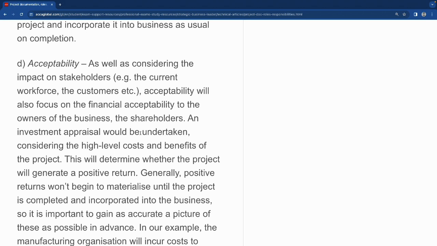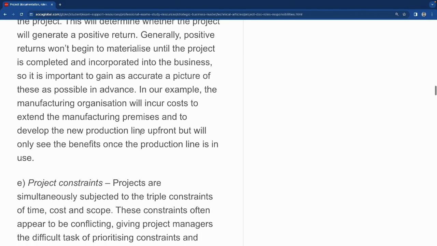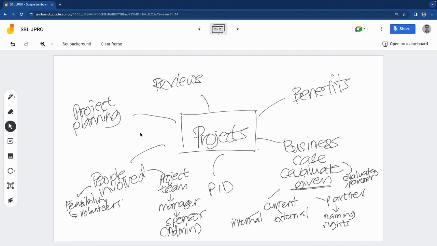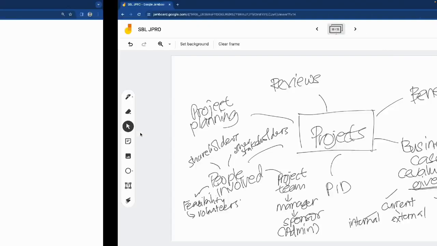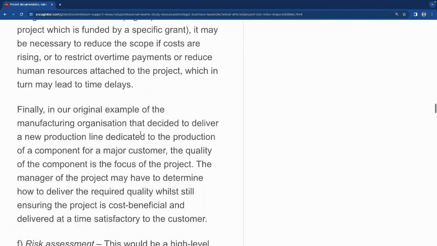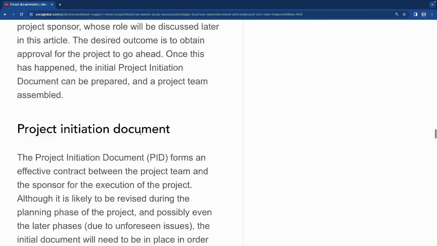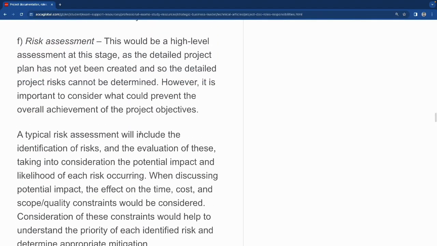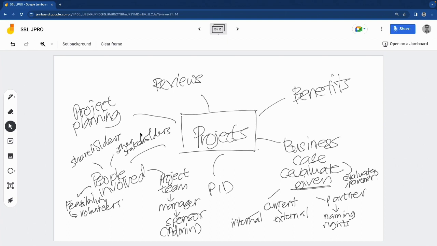Impact on stakeholders, workforce, customers. Acceptability will focus on financial acceptability to owners, your shareholders. Okay, this is the acceptability part. So the shareholders. You do need to know what the shareholders get, whether they get a positive NPV or not. Then you do need to think about your constraints and your risk for the whole project. So what are your key risks?